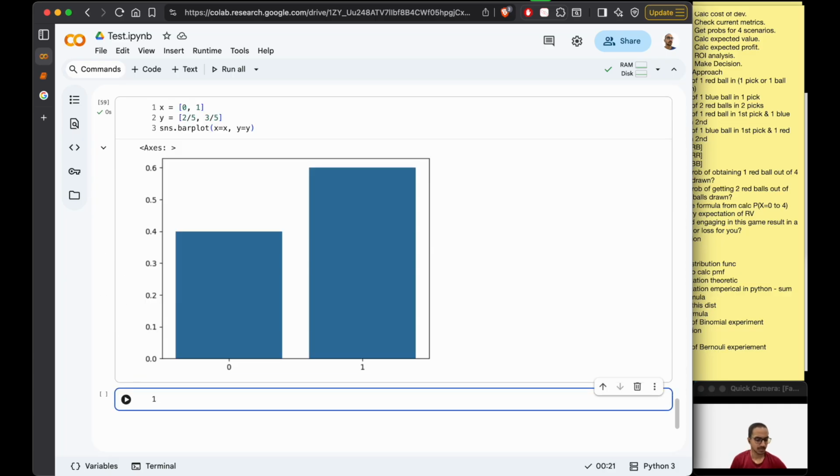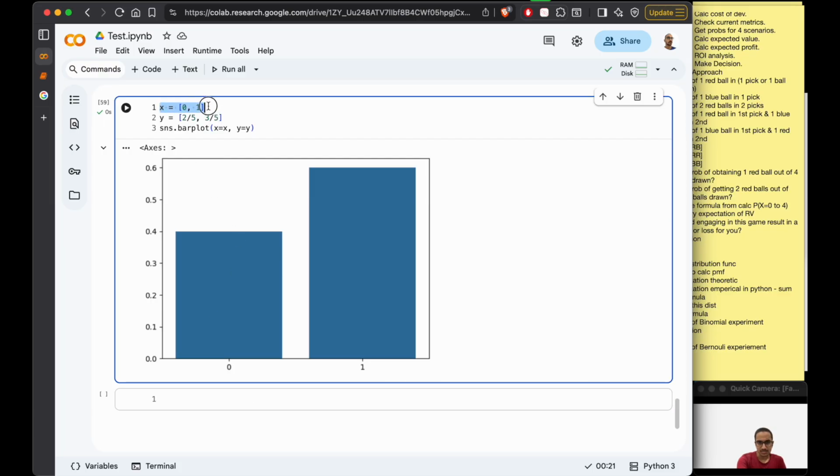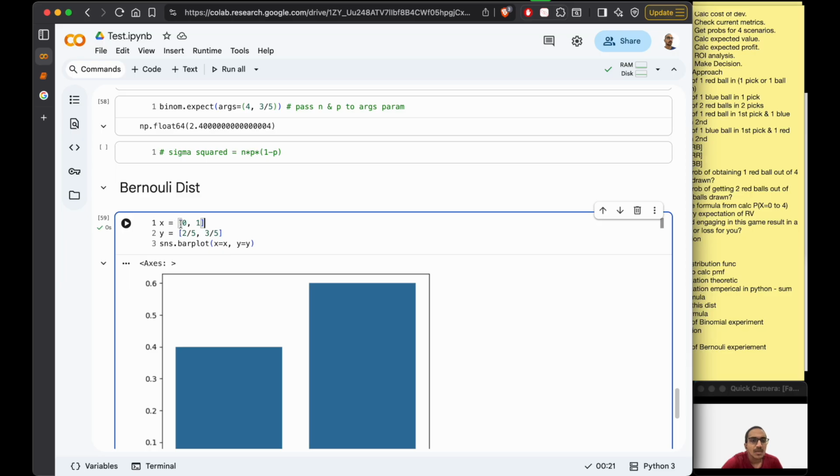So this is the Bernoulli distribution. I don't think there is much to speak about this. I hope the x part was clear. Now x is 0 and 1 because the outcomes for binomial and Bernoulli are the same. It's either success or failure. You can either win or lose. There's no other option, which is why you have 0 and 1.